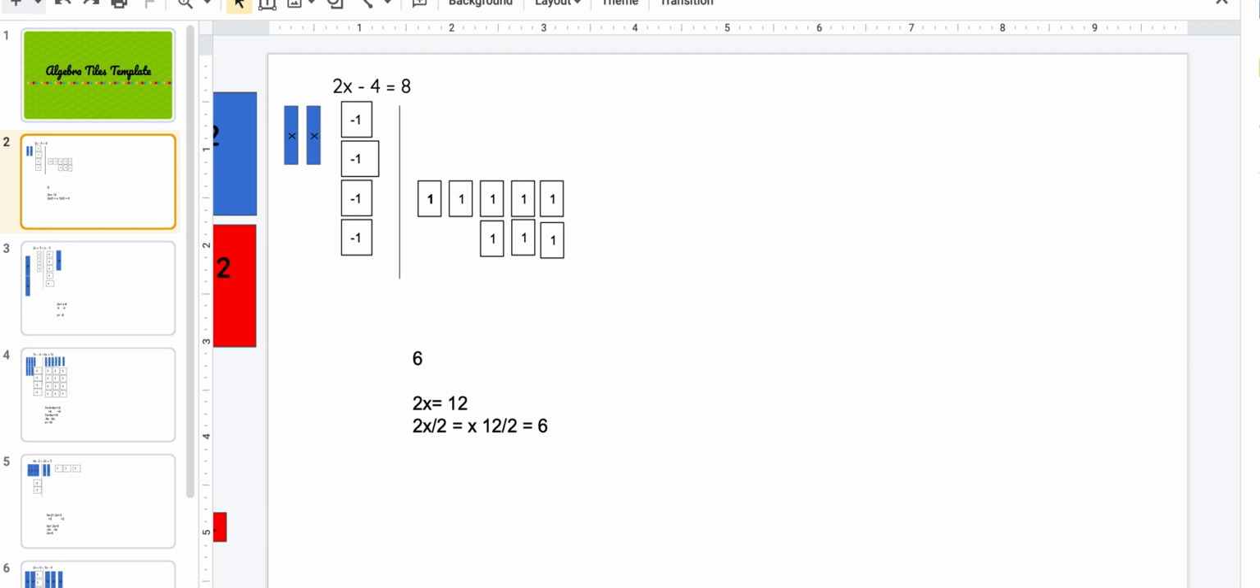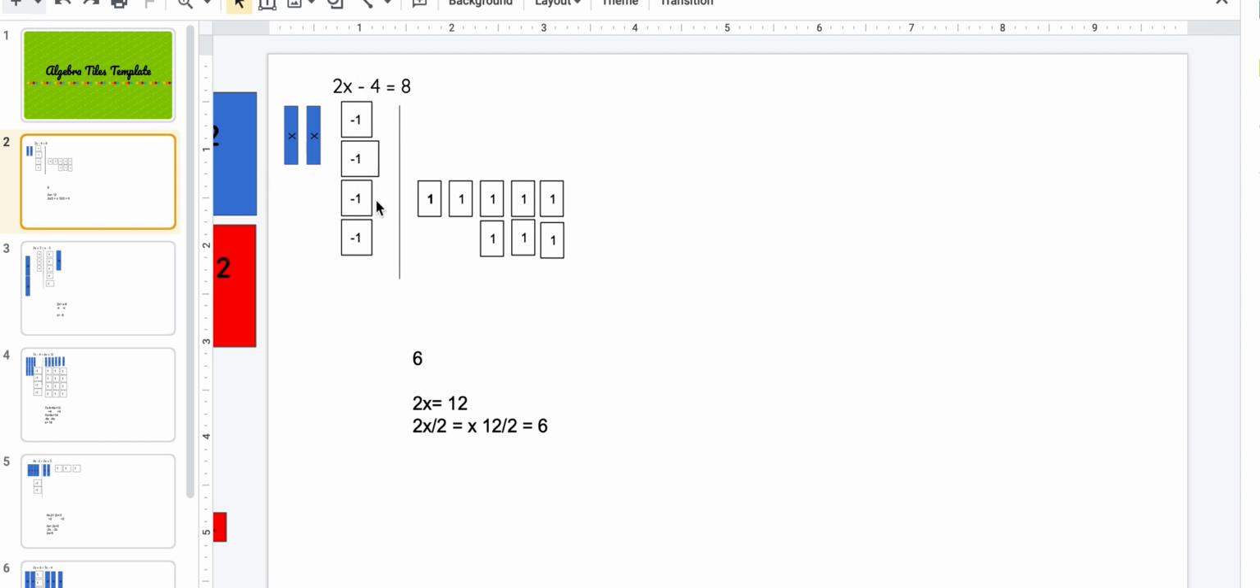Okay, so 2x minus 4 equals 8. Using the tiles, we have 2 x's right here, and then we have minus 4: 1, 2, 3, 4. And then equals, so on this side we have 8: 1, 2, 3, 4, 5, 6, 7, 8. So we need to get x all by itself.